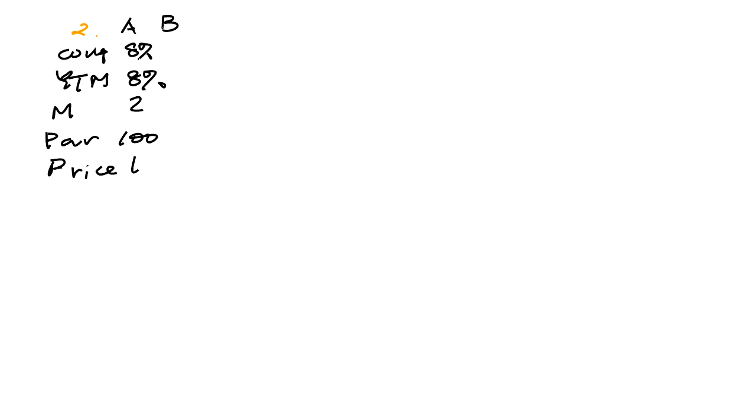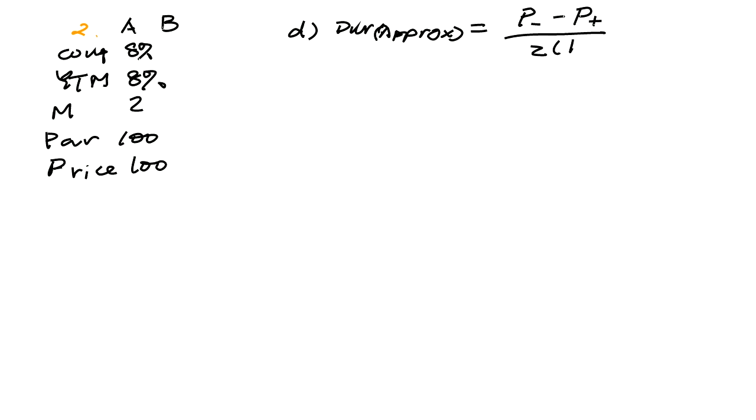Okay, so part D asks for the approximate duration using the shortcut formula. Well, we can call that the shortcut formula. The approximate duration is equal to P minus minus P plus, divided by 2 times P0, divided by the change in the yield, right? So we just talked about it.